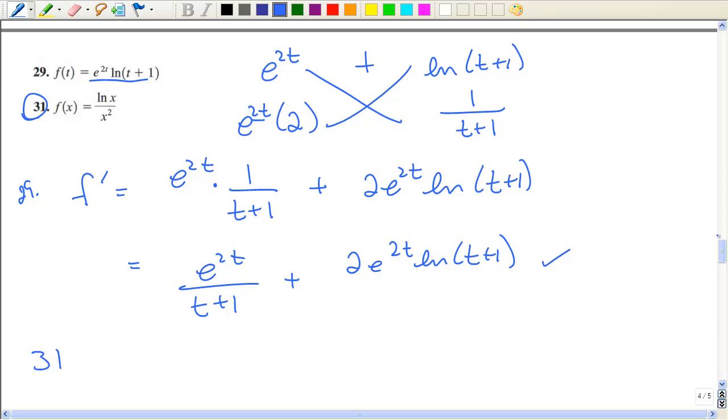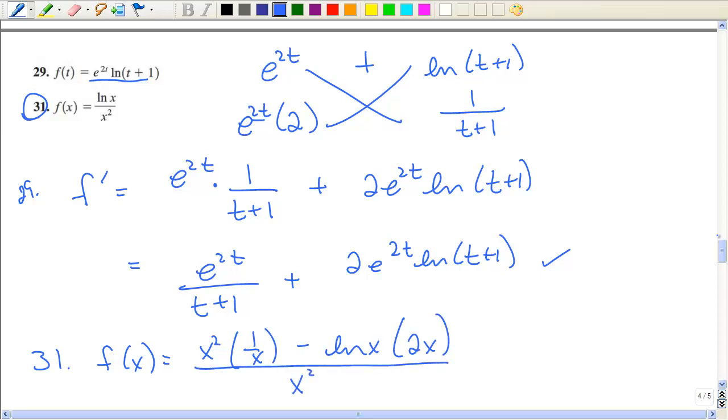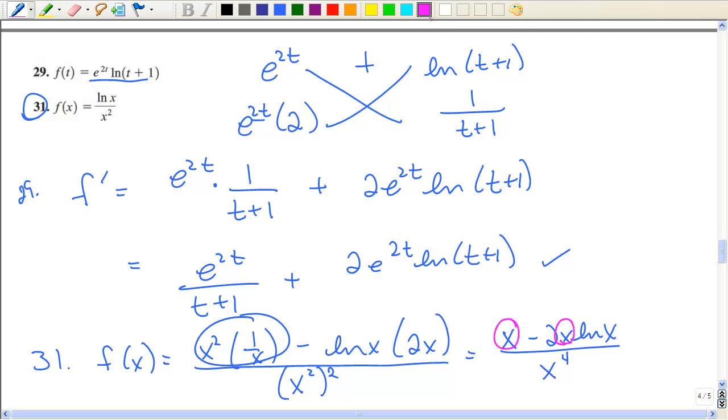Right, on 31, of course, you're going to need the quotient rule. So let's see, that's the bottom times the derivative of the top minus the top times the derivative of the bottom all over the bottom squared. So I'm going to reduce that. That leaves you x, all divided by x to the 4th. And I think we could go ahead and reduce that since they all have an x. Let's divide out one of those x's. So that's going to be 1 minus 2 times the natural log of x over x to the 3rd power.